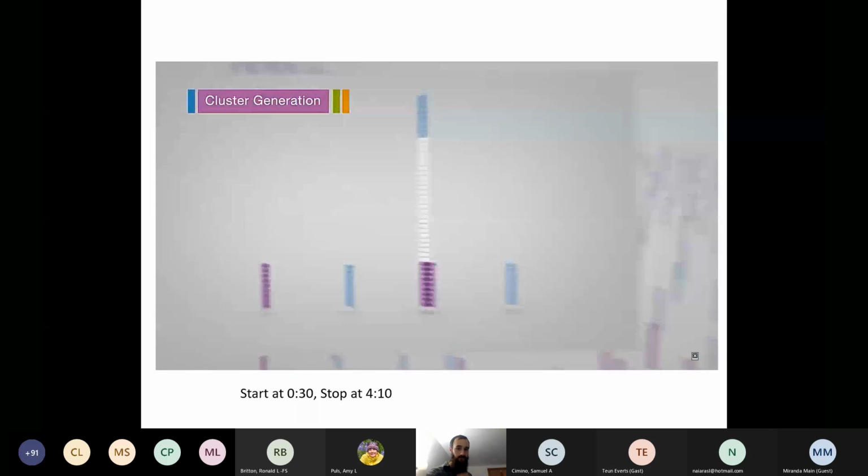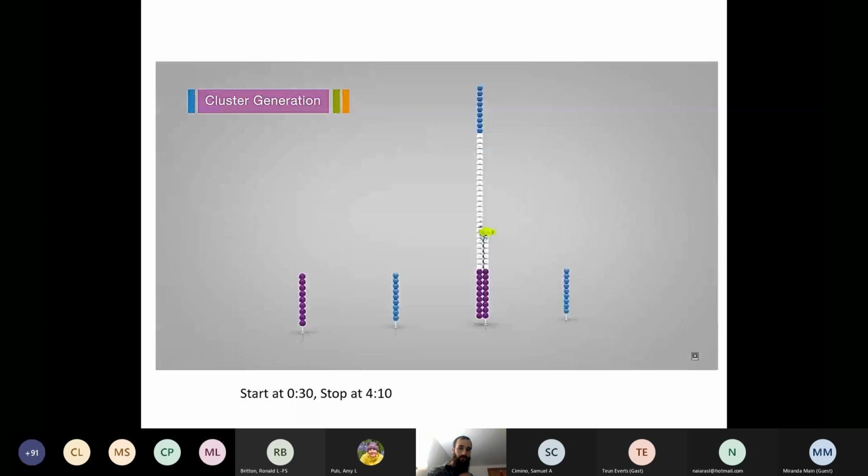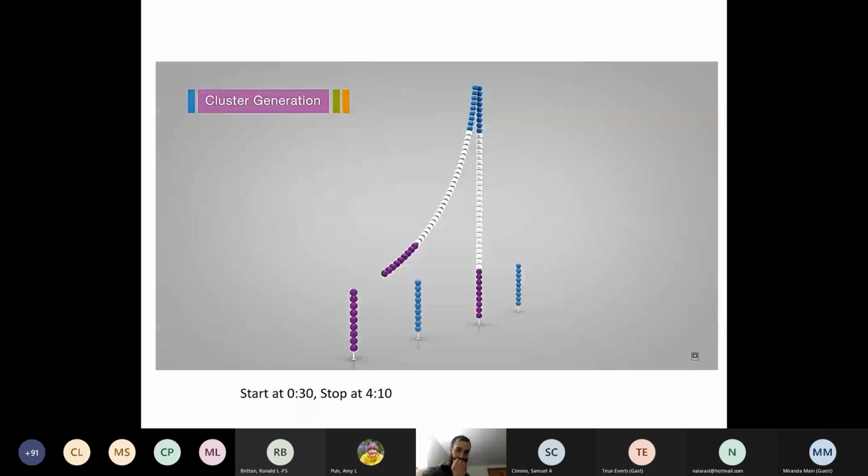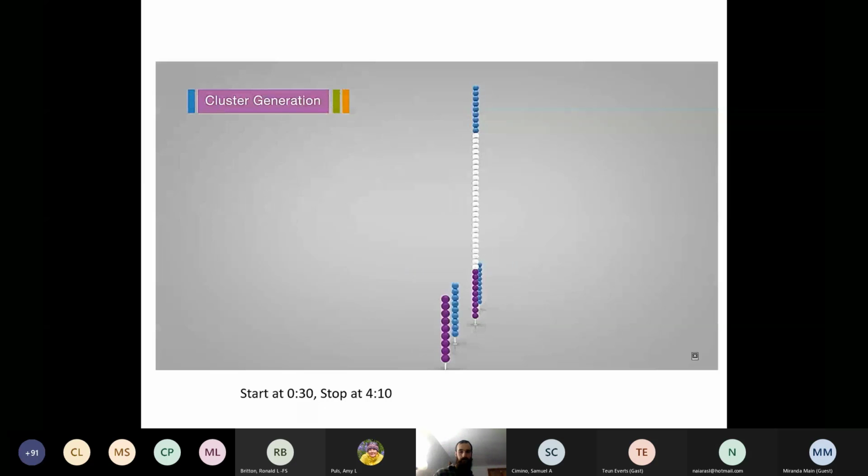A polymerase creates a complement of the hybridized fragment. The double-stranded molecule is denatured, and the original template is washed away. The strands are clonally amplified through bridge amplification.